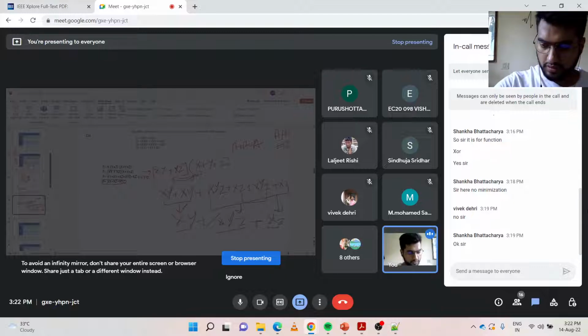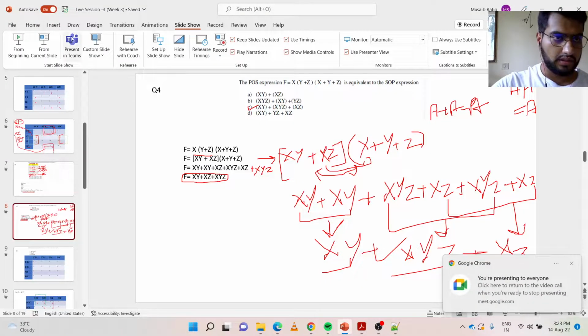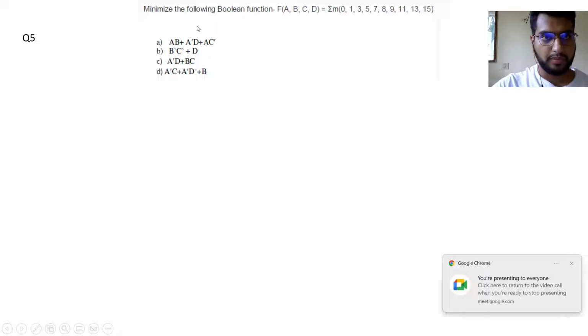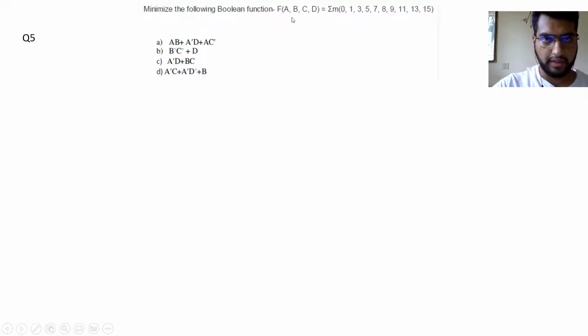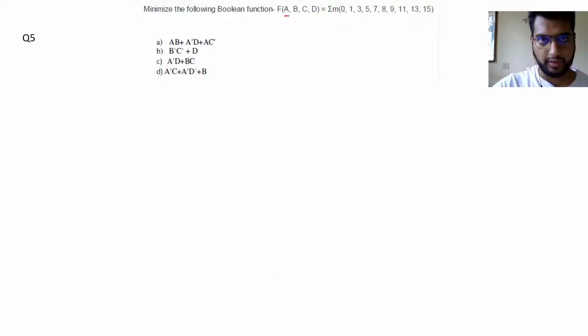Now we can move towards question number 5. Question number 5 asks us to minimize the following Boolean function f of a, b, c, d. So we have four variables, namely a, b, c, and d, and it's the sum of min terms 0, 1, 3, 5, 7, 8, 9, 11, 13, 15. We have been given this function and we have to minimize it.